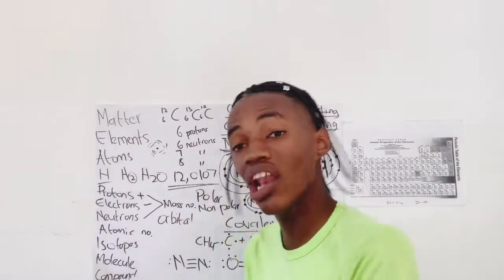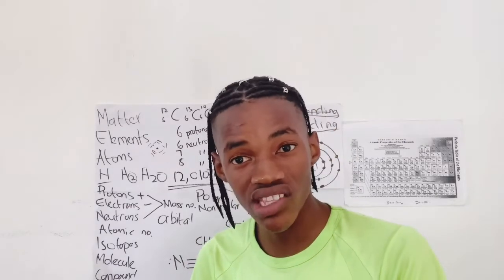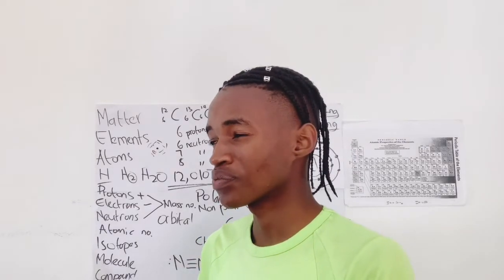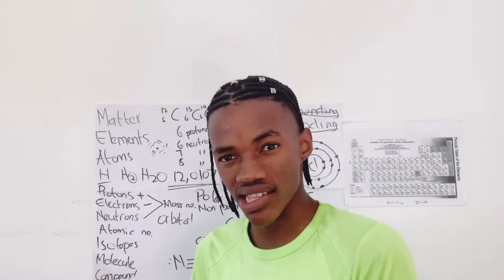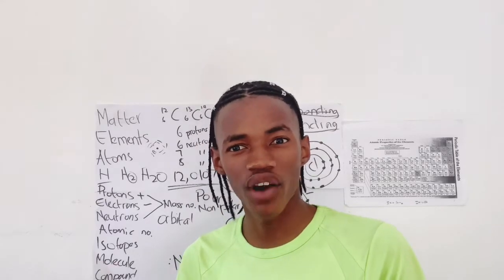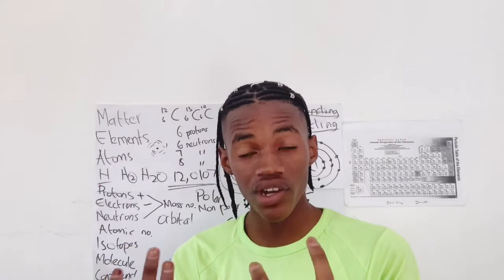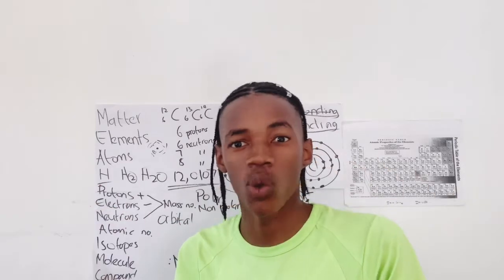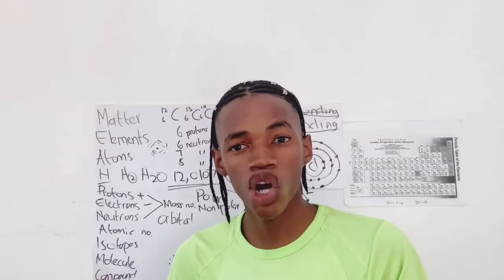So in polar covalent bonding, we have electronegativity that is not really great, but it's moderate. It's moderate to high, and that is usually found when two nonmetals of different elements are bonded together. When two nonmetals of different elements are bonded together, we get a polar covalent bond.